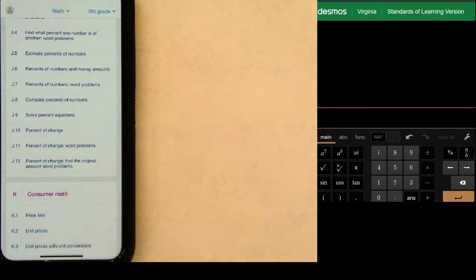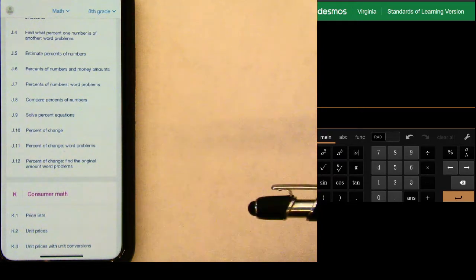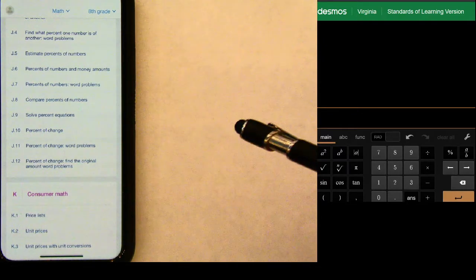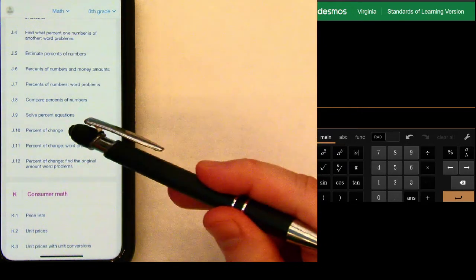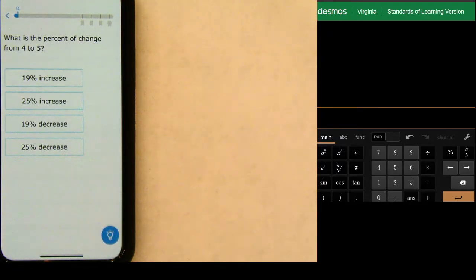In this video, I'm going to be working on section J10. Again, we're going to be working with percent of change, and I'll type it in my Desmos calculator exactly how it looks and how we need to use it. Anytime we're doing percent of change, we're going to be using that simple formula. Let me actually write it on the side here.